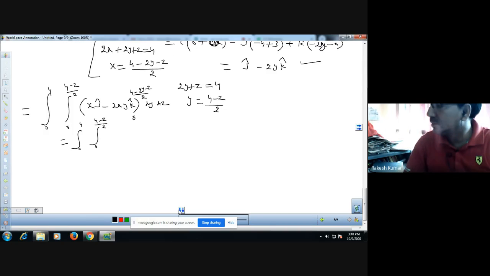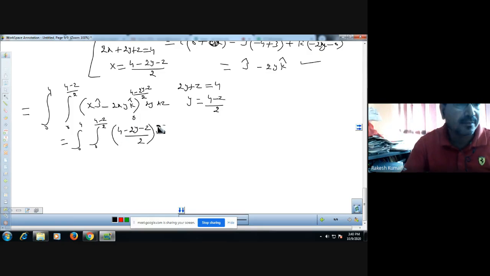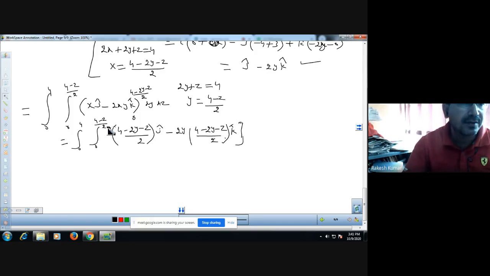Now, what will be the upper limit we have? The upper limit is this. So in place of x, you can substitute (4 minus 2y minus z) over 2 into j cap, and minus 2y into (4 minus 2y minus z) over 2 into k cap. At last, the differentials will be written. Left with us, they are dy dz. 2 will be cancelled, and now you can integrate the remaining terms with respect to y.